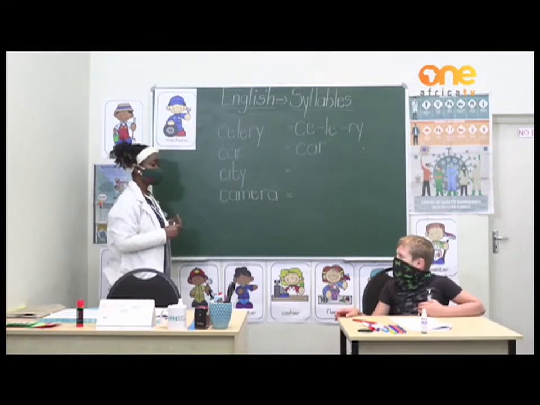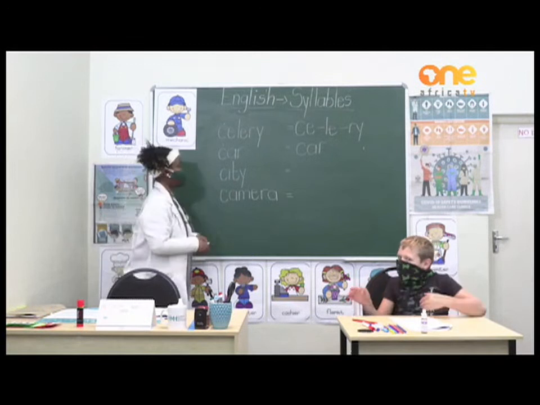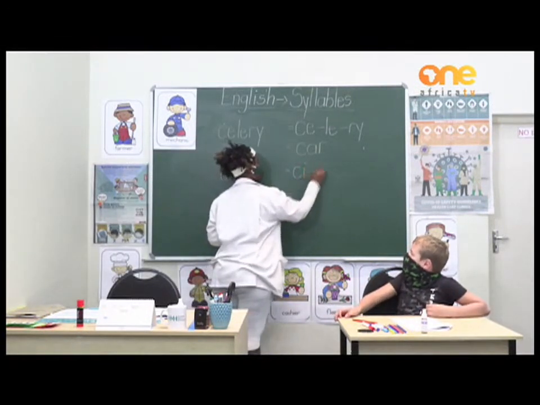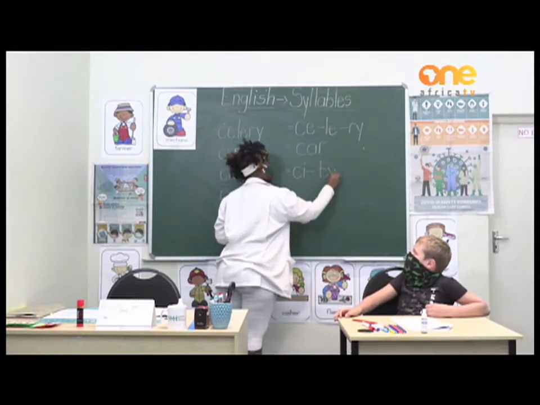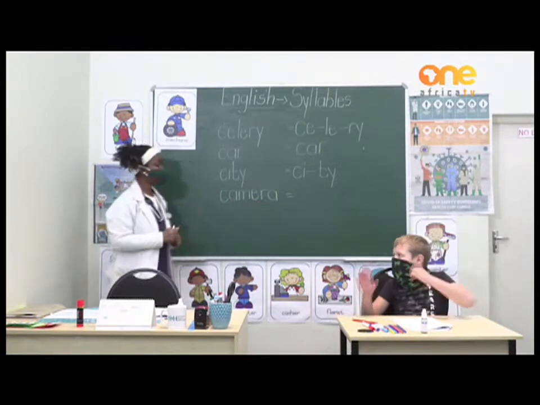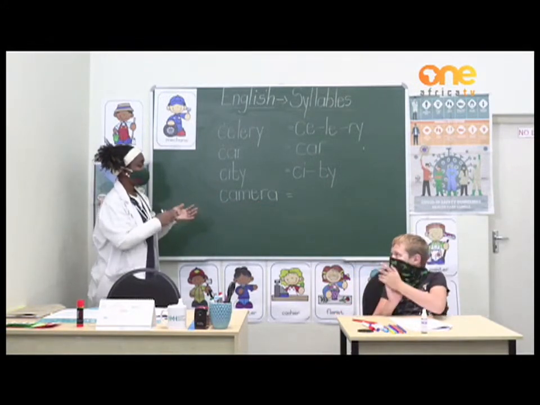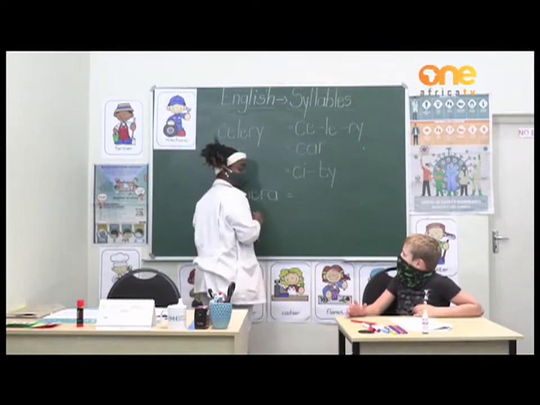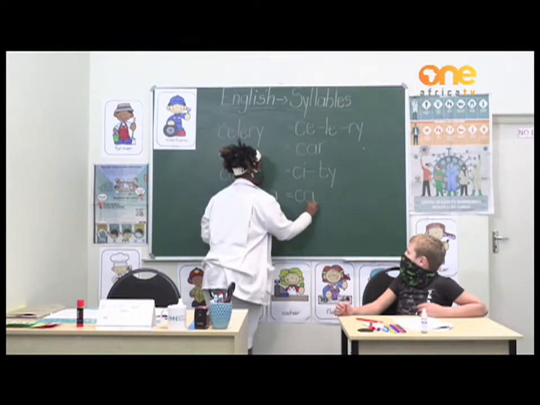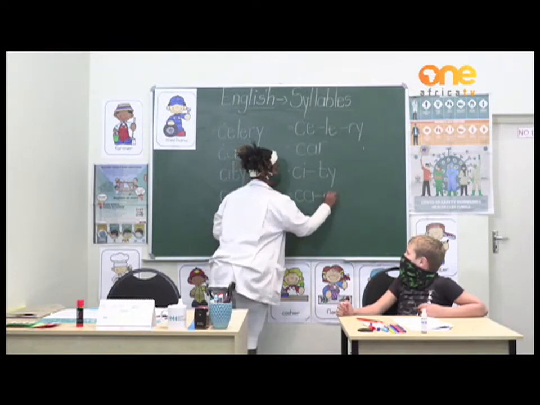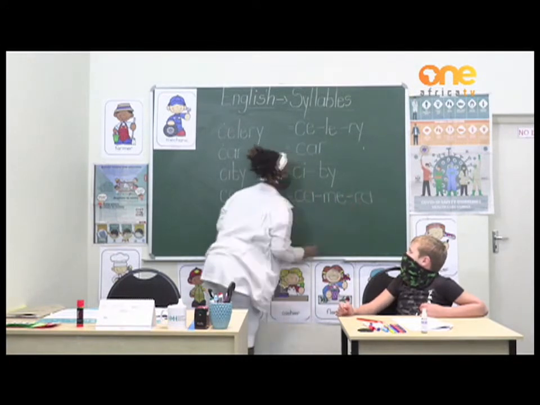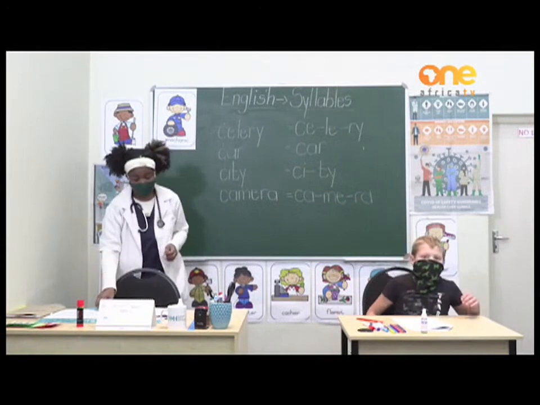Okay, how about this one here? S-T. Let us clap it. How many times did we clap it? 2 times, and so it means we have 2 syllables. How about this one here? Camera. Let us try to clap it. All right, how many times did we clap it? 3. So it means we have 3 syllables. Camera.